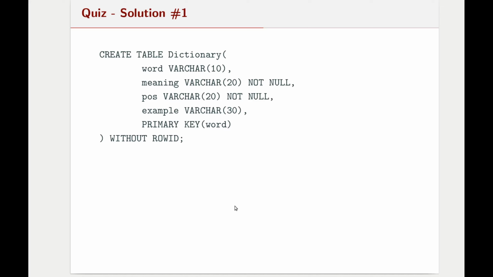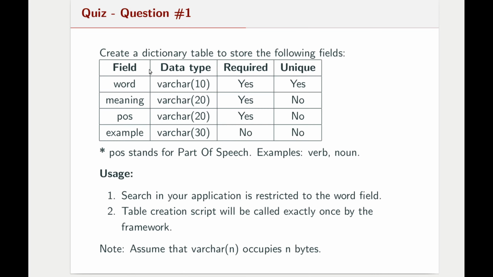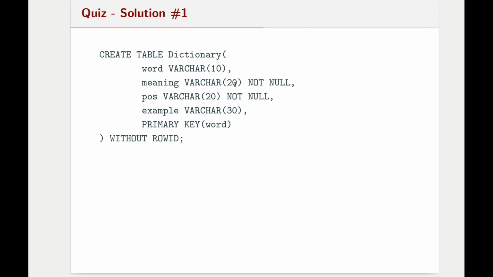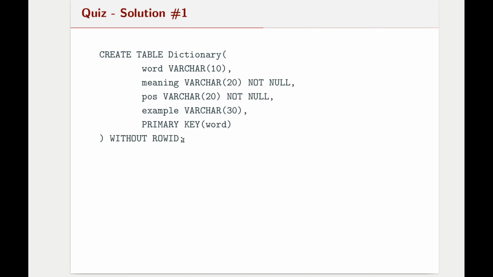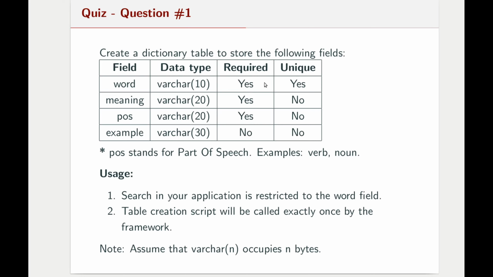Here's the solution. So we create a table called dictionary. Word is varchar 10, and then we have meaning varchar 20, part of speech, and then an example. Here we're using the without row ID modifier. Why is that? The size is 30, 60, 80 bytes, which is less than 0.2 KB. So we can use without row ID, and we also know that the search is going to be restricted to just the word, and most importantly, word is required and is unique.